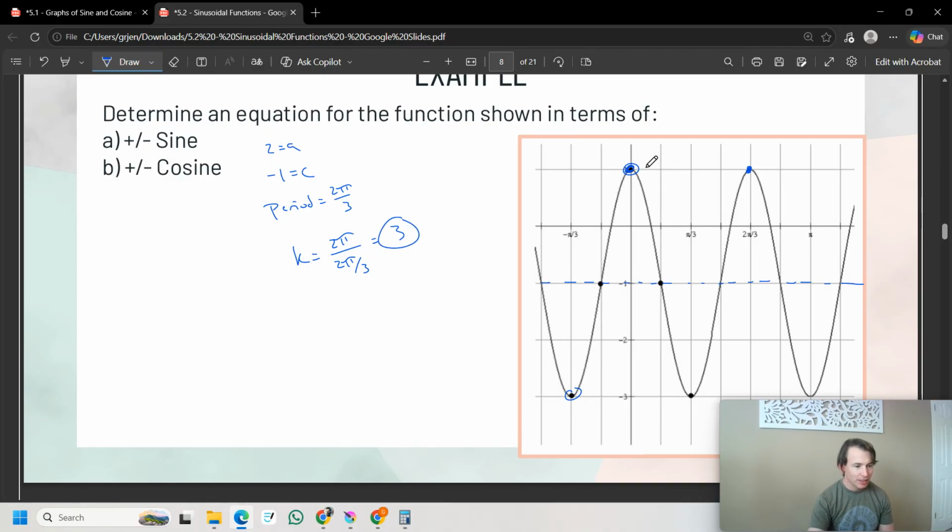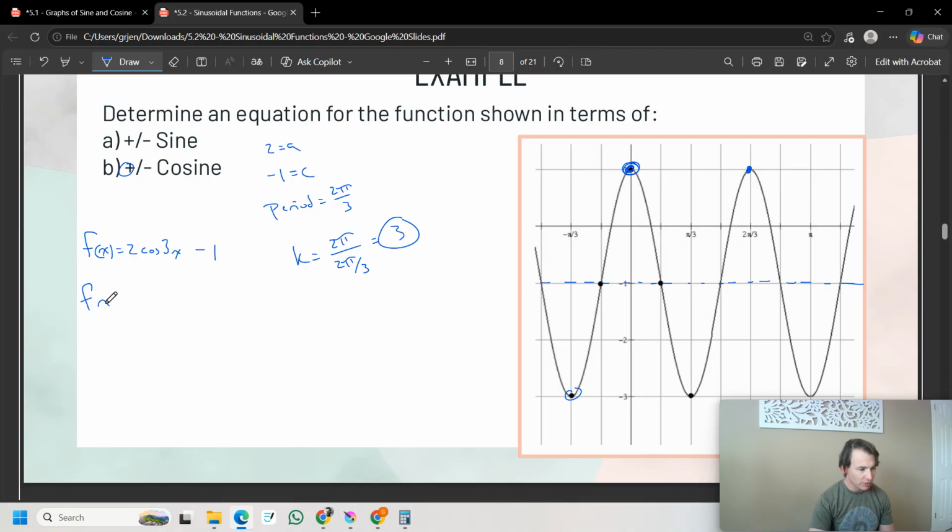Now, same idea, cosine. Positive cosine, that is, needs no phase shift. It's our preferred function in this case. So we would say f of x is equal to 2 cos(3x) - 1. We don't need all those brackets actually. Better would be like this: 2 cosine of 3x minus 1 will give us this function.